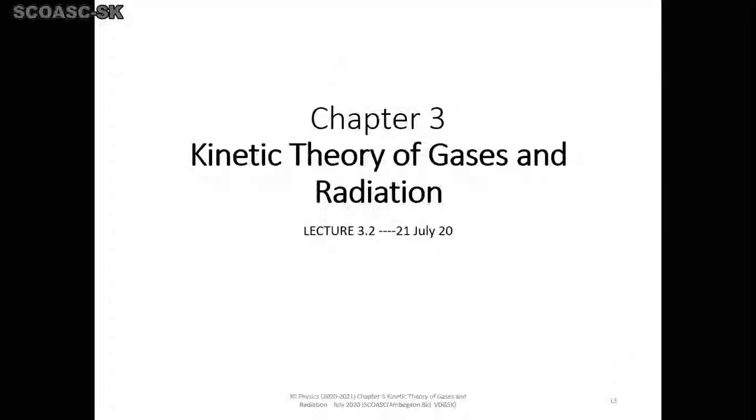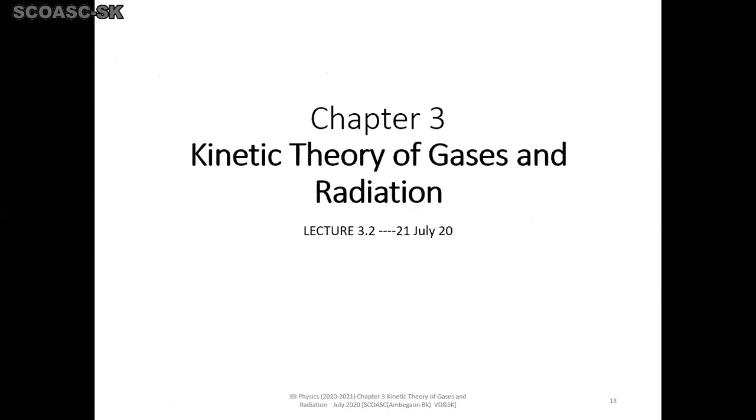Right? What expression did we get? Pressure was 1 by 3 N by capital V small m into V square bar. Now what is V? V is the volume, N is the number of molecules, small m is the mass of each molecule, and V square bar is the mean square velocity, right? So from this expression, we are going to move forward, right?